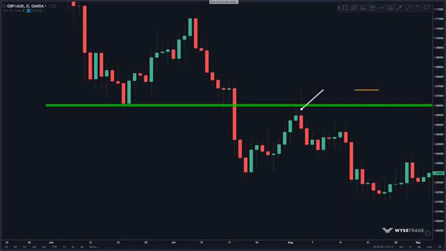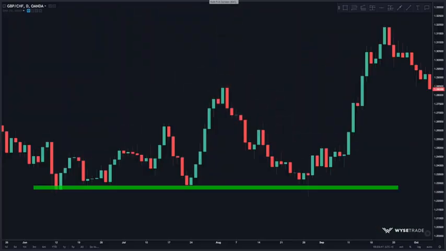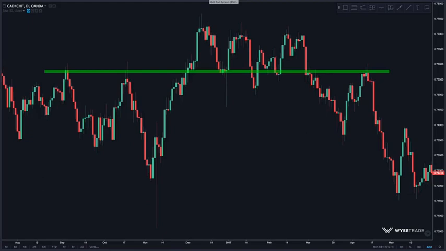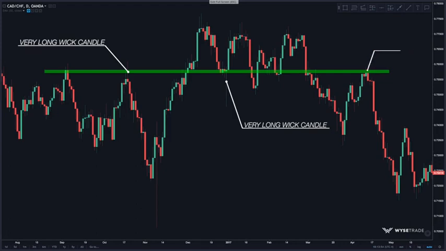The candle here is perfect. This is a candle with a very long wick rejecting resistance, and then price moves downwards. And again, another very long wick candle rejecting support before taking off upwards. So here is a combination of both, a very long wick, another very long wick, and then just a standard long wick.